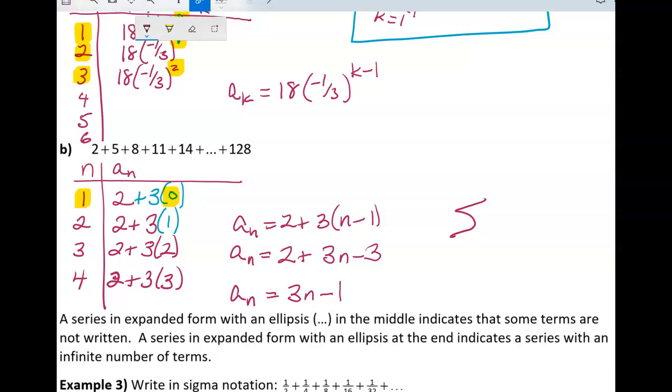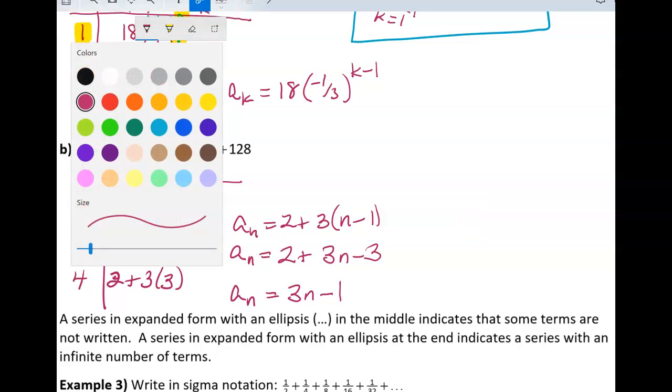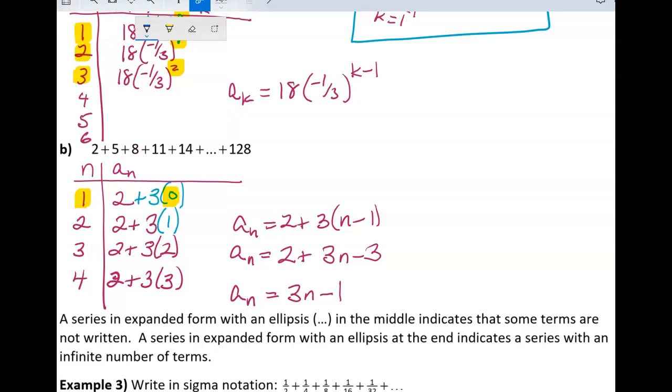So it occurs to me that we still don't know how many terms are in this sequence, in this series rather. So let's go ahead and take that last term, 128, and let's put it in our formula where a sub n, the term, is. So if 128 is equal to the general formula for the term, 3n minus 1, then 129 is 3n, and dividing by 3, that's going to give us 43. So it looks like there are 43 terms in this sequence.